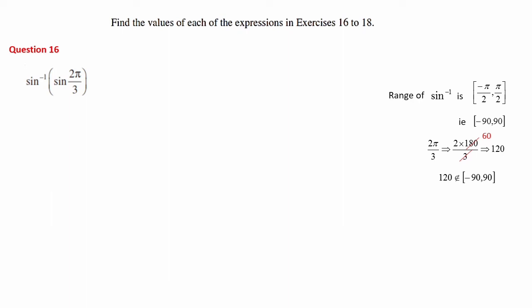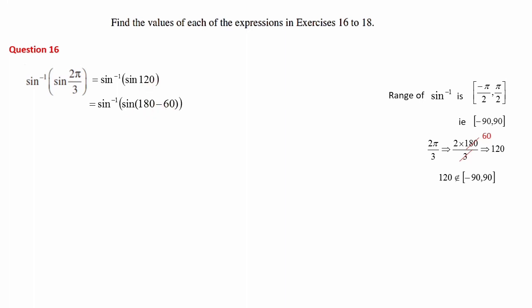So first of all, we have to convert this 2 pi by 3 into a value within this range. Then only we can apply the formula sine inverse of sine x. For that, what we have to do is, this 2 pi by 3 let's change as 120. We have converted here 2 pi by 3 into degrees. We have got 120. Take that value and substitute here. Then this sine inverse sine 120 can be written as 180 minus 60. 180 minus 60 is 120.